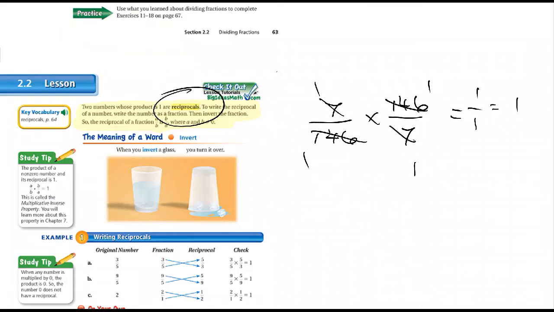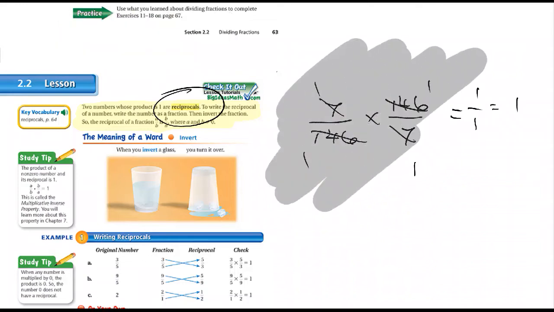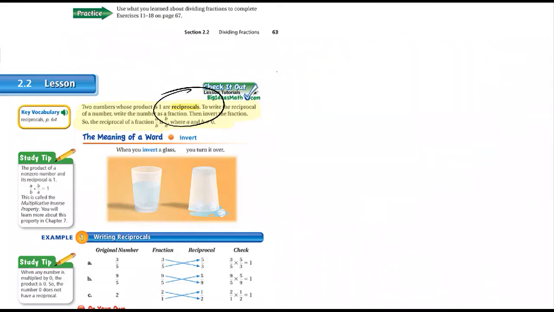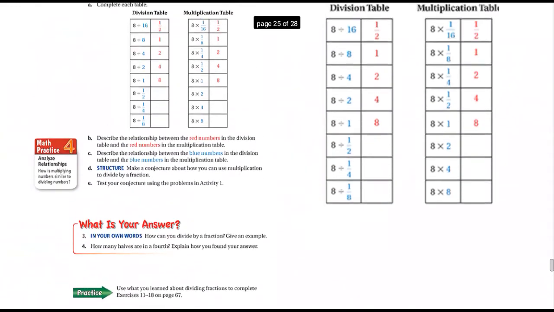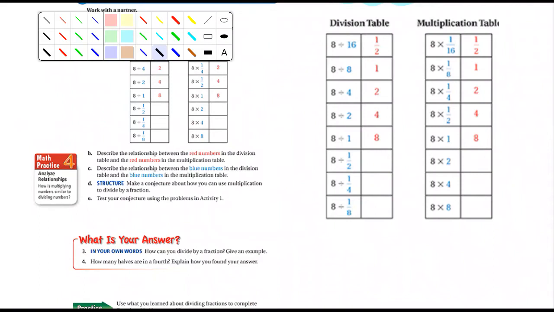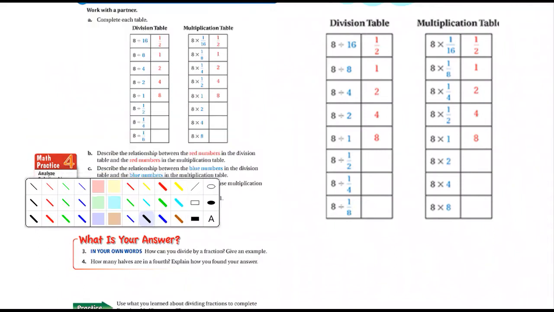All right? So, let's go back to this. I wanted to show something to you guys. And all I did was I expanded this right here so you could see it a little bit better. Let's take a look at this.